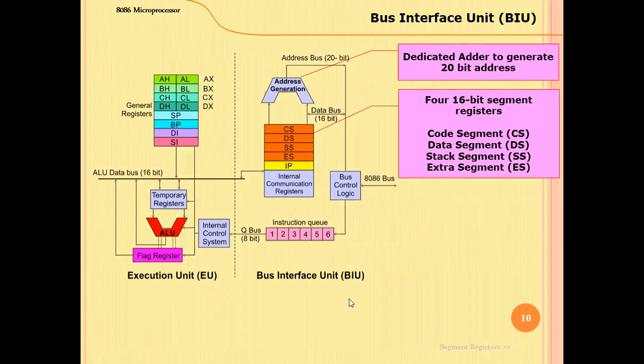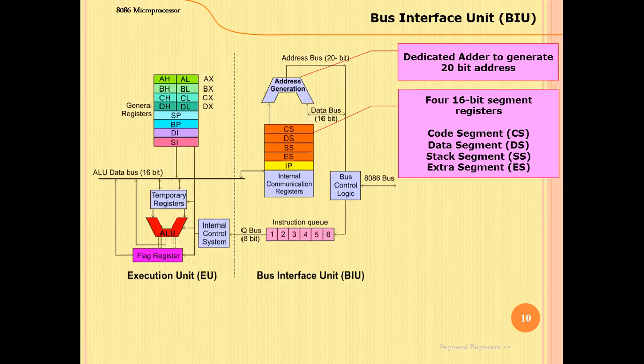First of all, see the bus interface unit on the right side. If you observe the bus interface unit, first of all you see address generation. This address generation is dedicated to generating the physical address to access a particular location in memory, because here the registers are going to have 16 bits, either the base address register or the offset address register, both containing only 16 bits, whereas accessing a particular location in memory requires 20 bits of address.